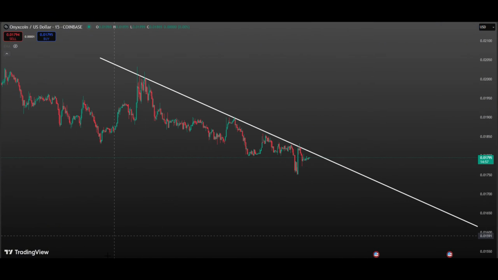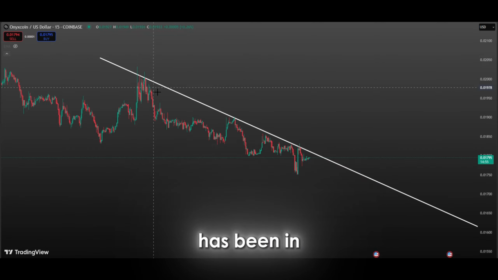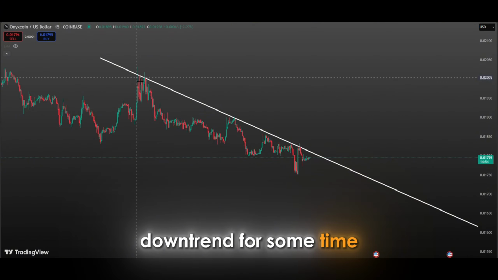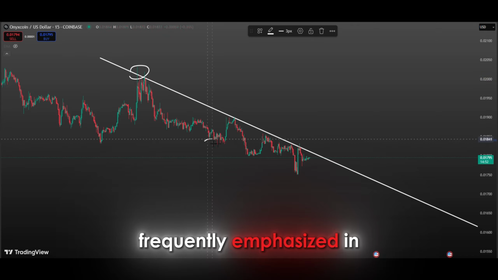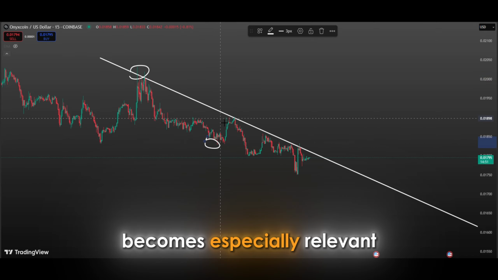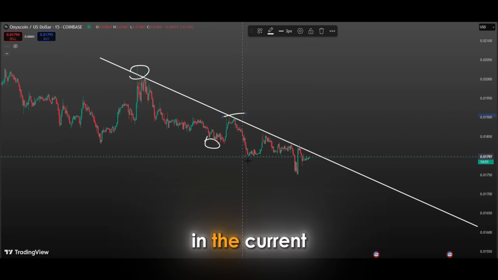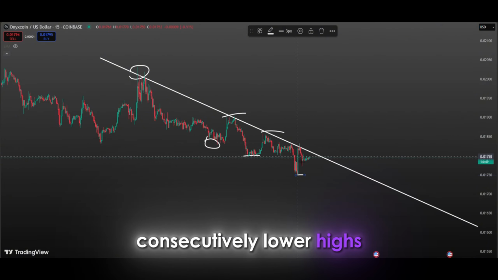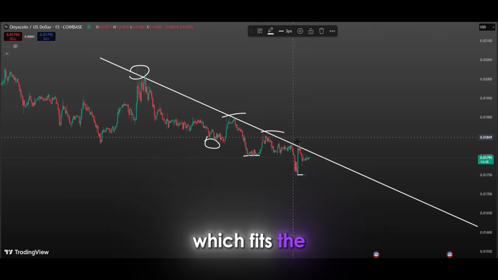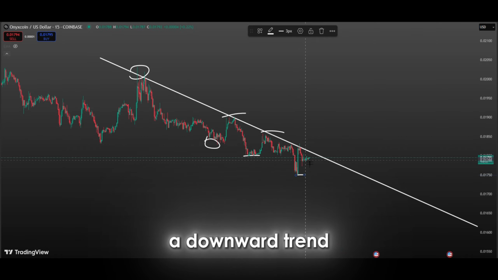Stay tuned. When we carefully examine the chart, it becomes clear that the price has been in a distinct downtrend for some time. This is where the concept of trend structure, frequently emphasized in technical analysis, becomes especially relevant. In the current chart setup, we observe that the price has been forming consecutively lower highs and lower lows, which fits the classic definition of a downward trend.